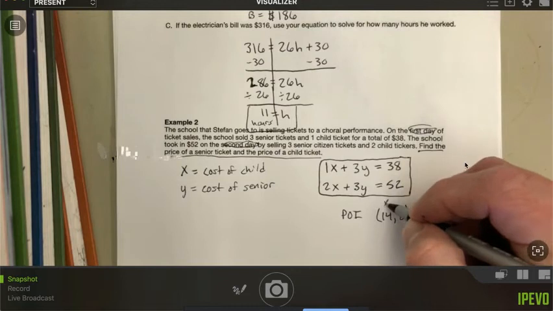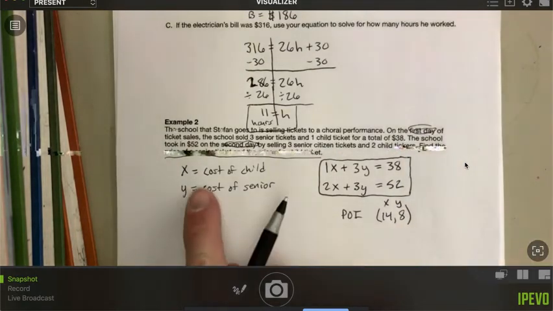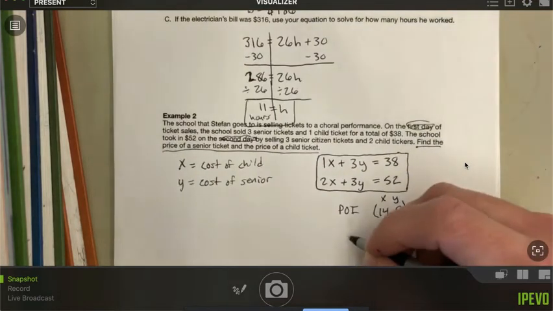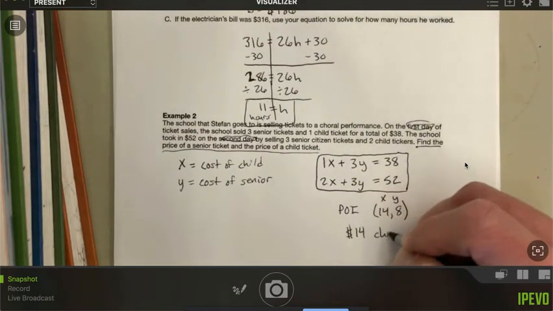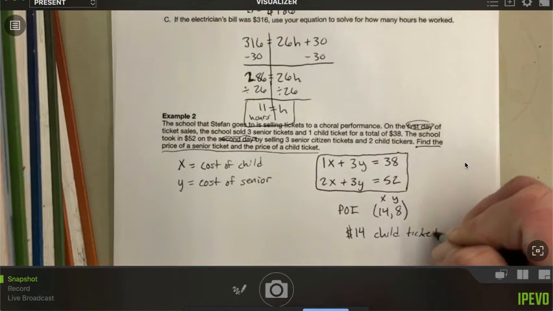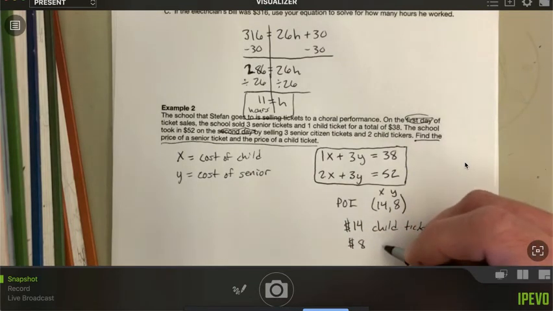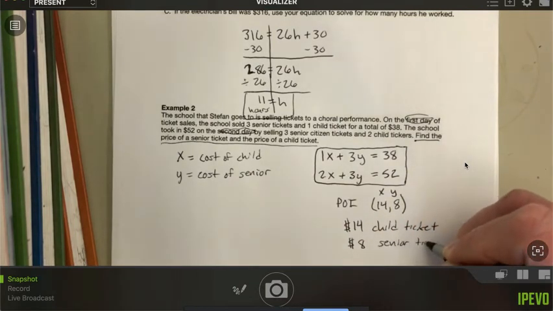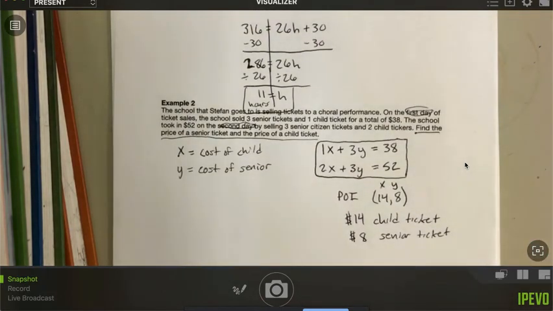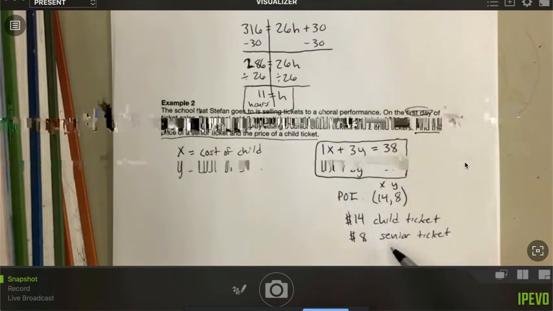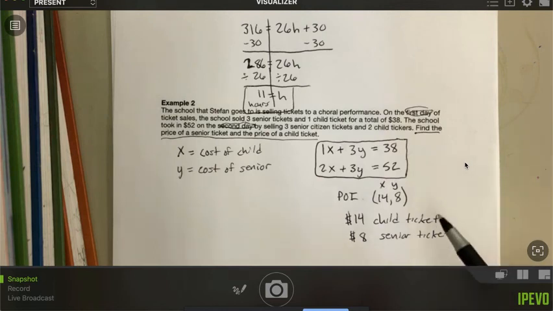Remember, this is (x, y). I already said that x stands for the cost of a child ticket, and y stands for the cost of a senior ticket. And that's it. By writing two equations and entering them into the graph to find their point of intersection, we immediately solve this problem. No really painful solving necessary. All right, so keep that in mind.